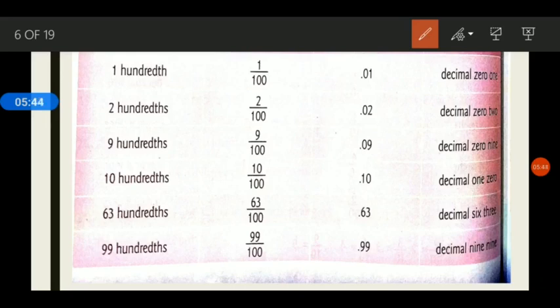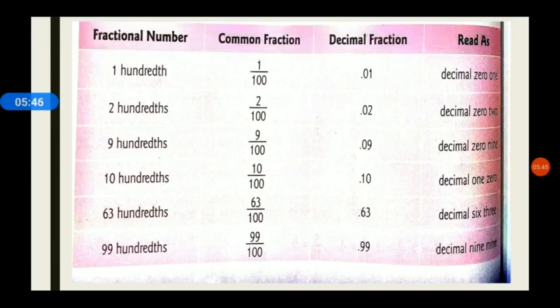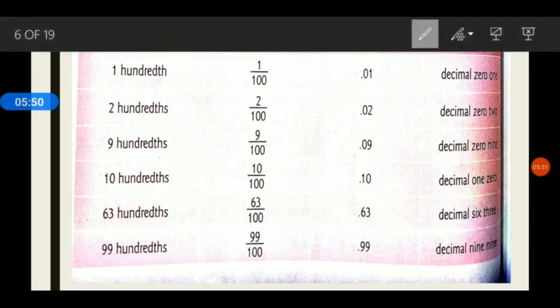Now how do we read it? In words, how do we write the decimal fraction? We write 0.01 as decimal 01. We can write point 01 also. 0.02 we write decimal 02. 0.09 we write decimal 09. 0.10 we write decimal 10.